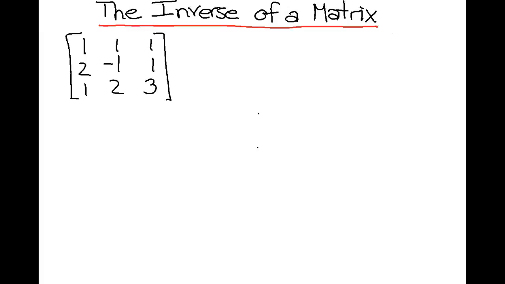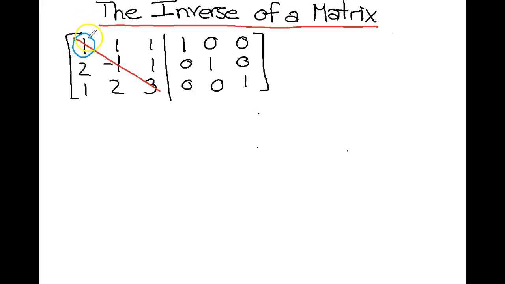Hi, in this video we are going to find the inverse of a 3 by 3 matrix. The first thing we're going to do, just like in our 2 by 2 matrix, is write the identity matrix next to the matrix we want to find the inverse of. And just like in the 2 by 2 matrix, I draw my line along the diagonal, and I am going to use the number on the diagonal right here to eliminate the 2 and to eliminate the 1.